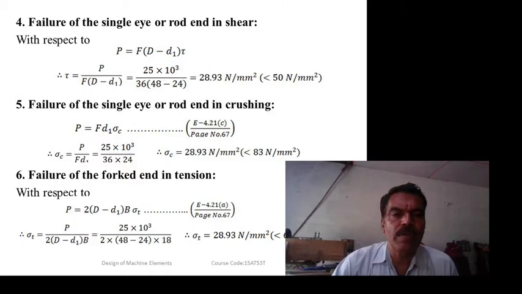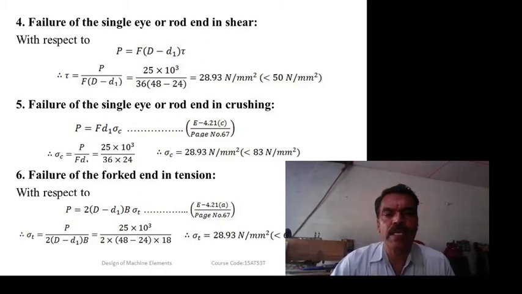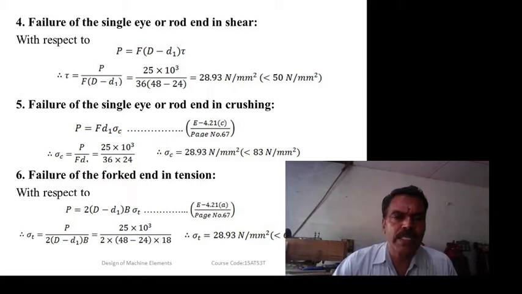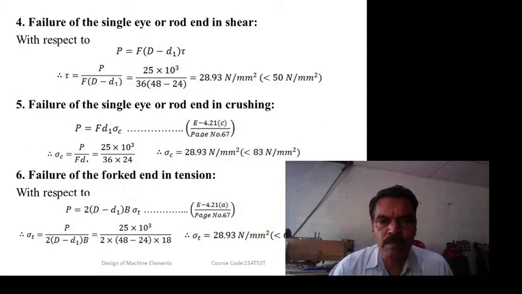See page number 67, equation number 4.21c, because it is already available in the Design Data Handbook. Next, sigma c is going to be calculated. Therefore sigma c has to be taken outside, and by substituting all these values in this equation, we get the sigma c value, and it should be less than the permissible value. The permissible value is 83 Newton per mm square.